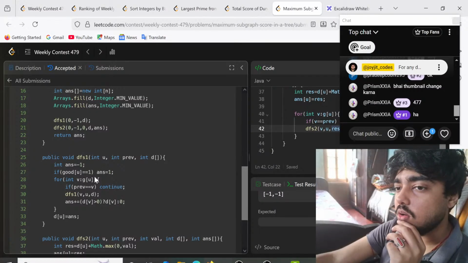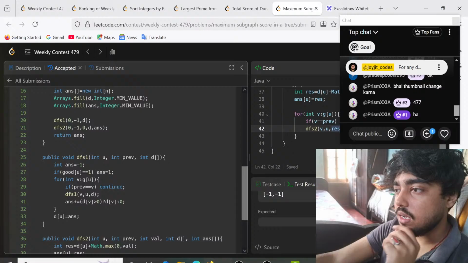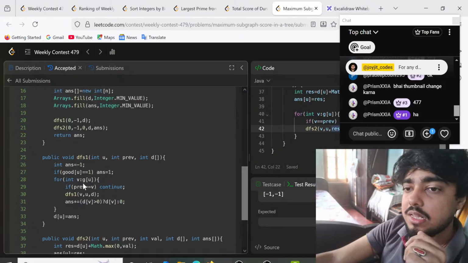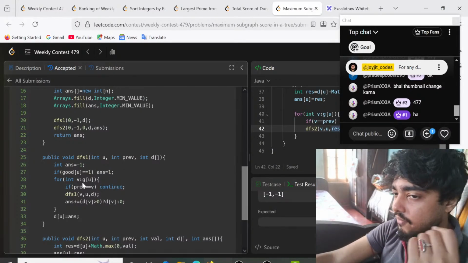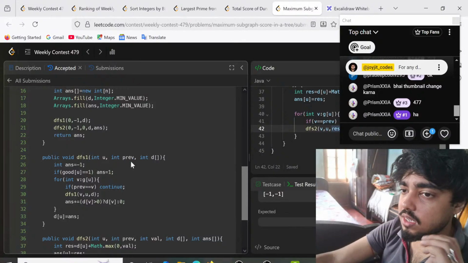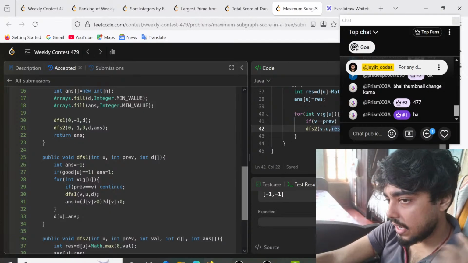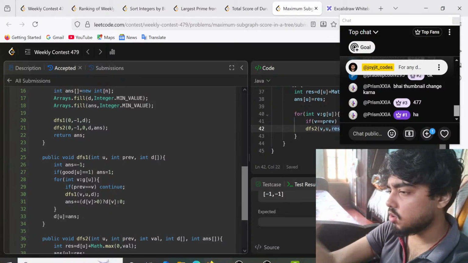So with DFS, the answer will be -1 if it is not good, and 1 if it is good. You know this. Then for all the neighbors of it, if it has already been visited, that is the previous thing, then you don't have to do anything, you can continue. Otherwise you have to visit the next part, that is VUD. Okay, and you go on doing it.